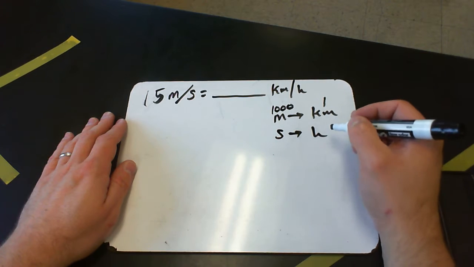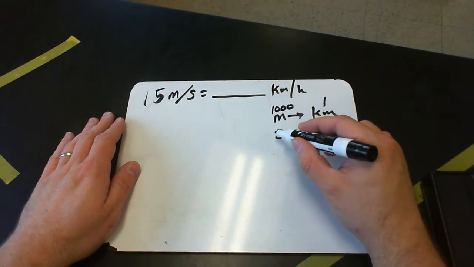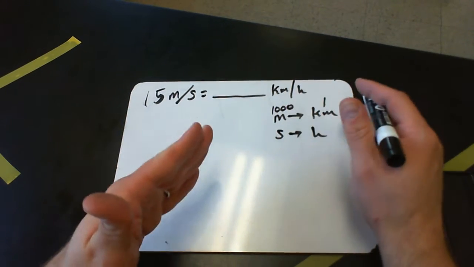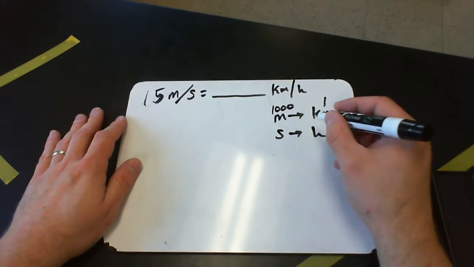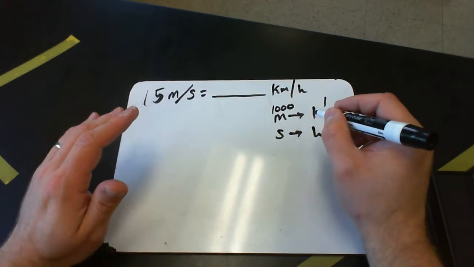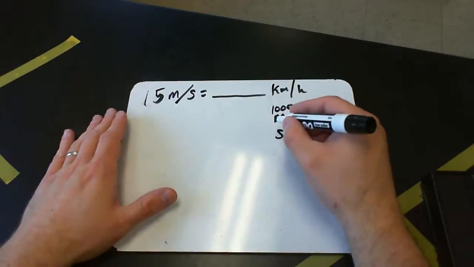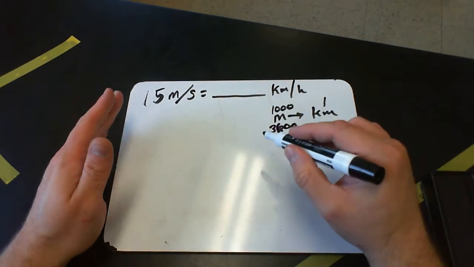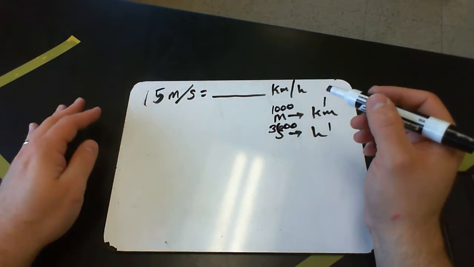I think most people will realize there are 60 seconds to the minute, 60 minutes to the hour. So you could do 2 separate steps to get to that. Or you can just remember that the hour is a bigger value, it gets the 1, and there's 60 times 60 seconds. So if I calculate that, that's 3,600. So now I have my 2 conversions ready to plug into the problem, and now I can set it up.